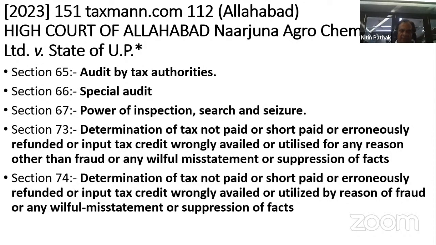The determination of tax not paid without any misstatement or fraud with the intention to fraud. Okay. In case of 74, with the intention to fraud. Either tax not paid, short paid, erroneously refunded, ITC wrongly claimed or utilized. One is with intention of fraud, willful misstatement and suppression.